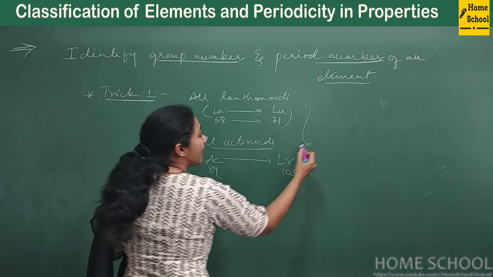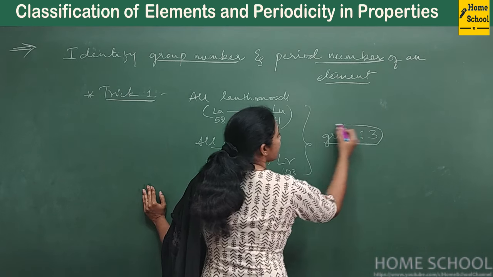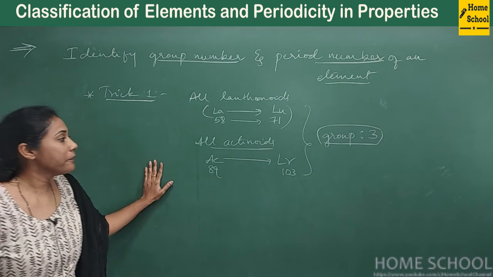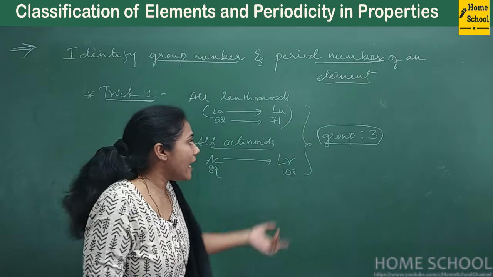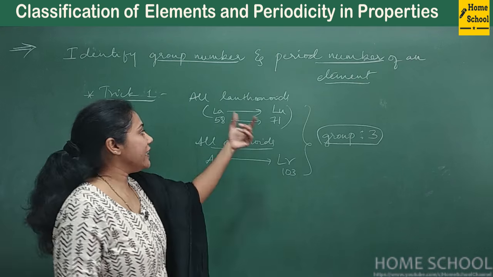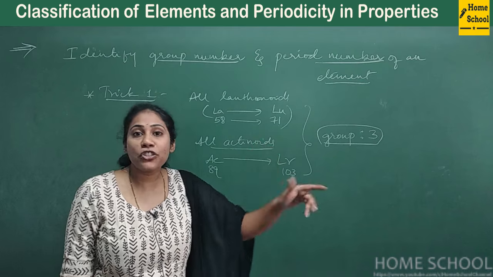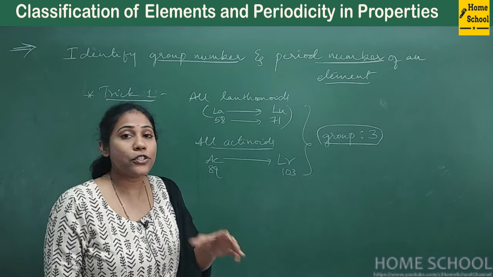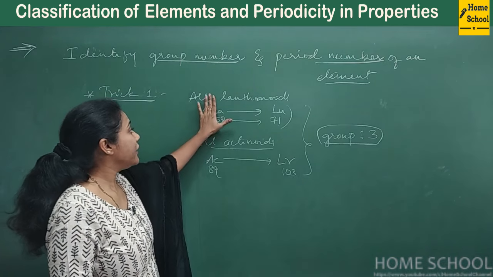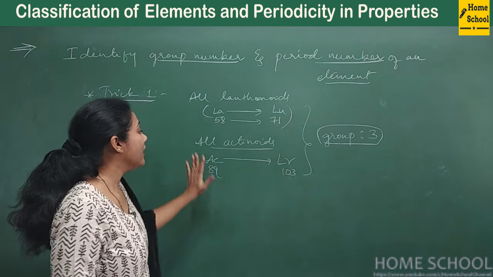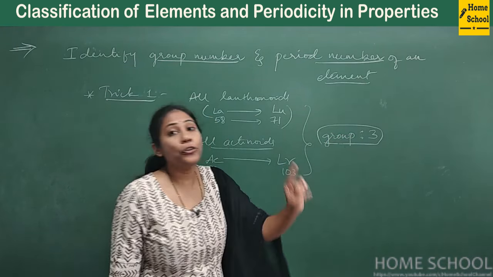So all of them come in which group? They will come in group number 3. This is very important to remember. In the exam, they will ask you with atomic number. Say they'll ask you the element with atomic number 60. That particular element comes in which group and which period, they will ask you. So with respect to atomic number, they will ask you the question, right? So remember, atomic number 58 to 71, atomic number 89 to 103, all of them belong to group number 3.